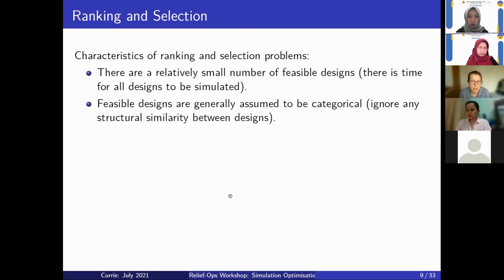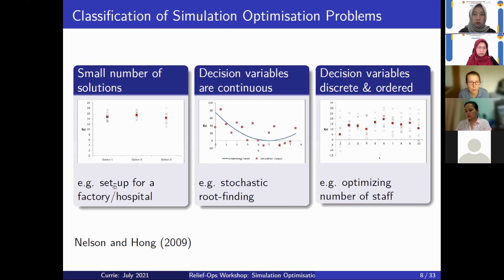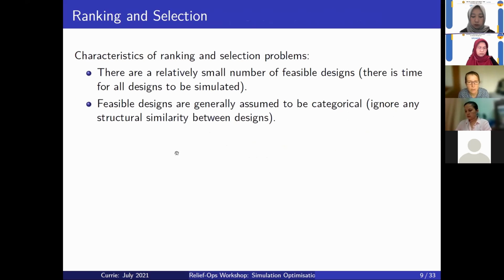What I'll talk about next then is ranking and selection problems. So this is looking, as I said, at this first class where we have a small number of solutions. So going into that in a little bit more detail. The characteristics then of these ranking and selection problems, the first, that there are a relatively small number of feasible designs. So you're comparing a relatively small number of designs. What that means is there's time for all designs to be simulated. So even if you've got a very complex simulation model that takes a long while to run, then maybe the small number has to be a bit smaller than if you've got a very fast simulation model that doesn't take very long to run.